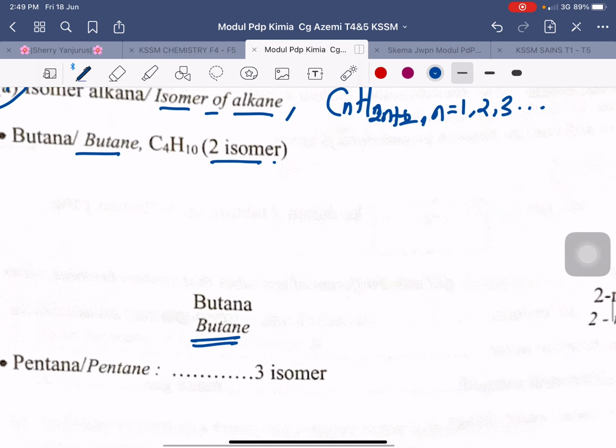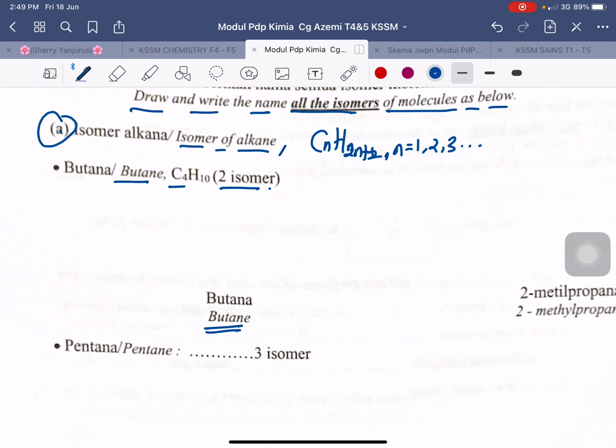Okay, butane. There are 4 carbon atoms, so we start by drawing the carbon atoms first. 1, 2, 3, 4. There are 4 carbon atoms. And then we have 10 hydrogen atoms. So you just form the bonds around the C. You have to remember the rules. When you draw the bonds for the C, one C atom can only have 4 bonds.